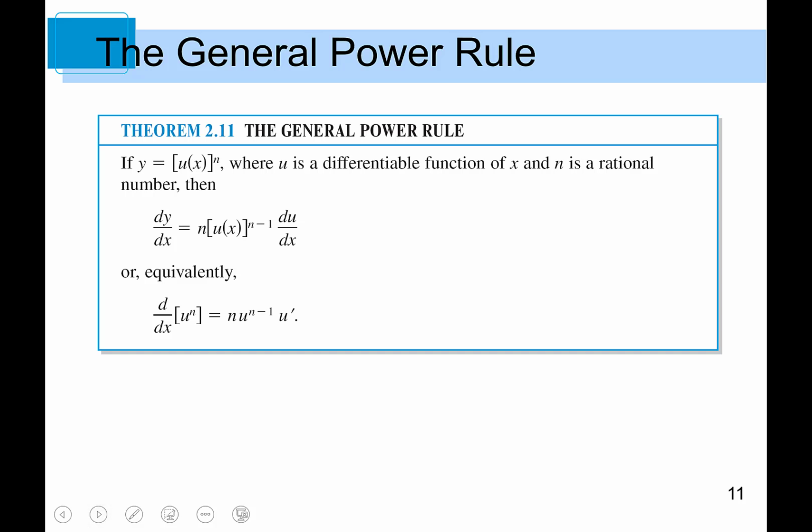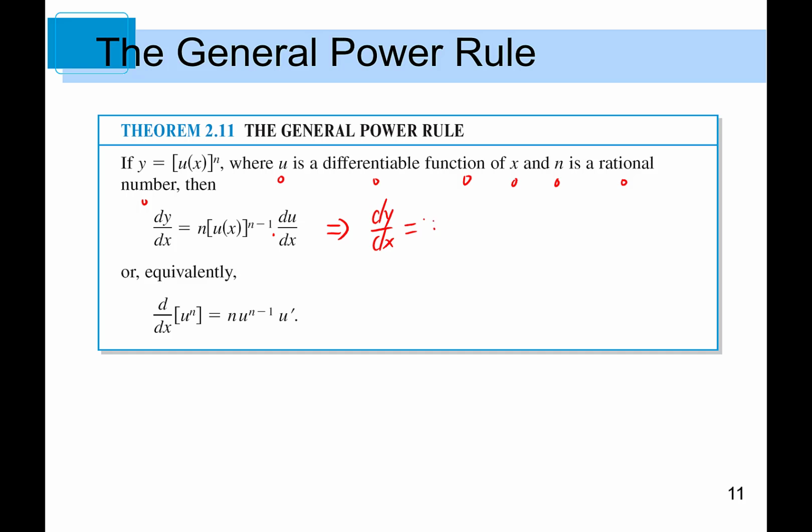Alright, so the general power rule: if y equals the bracket of u of x to the nth power, where u is a differentiable function of x and n is a rational number, then dy over dx equals, you put the exponent in front, and reduce the power n by 1 for u of x, and times du over dx.